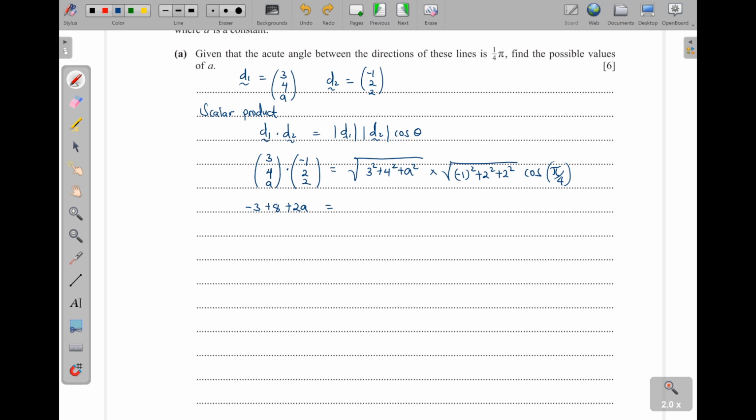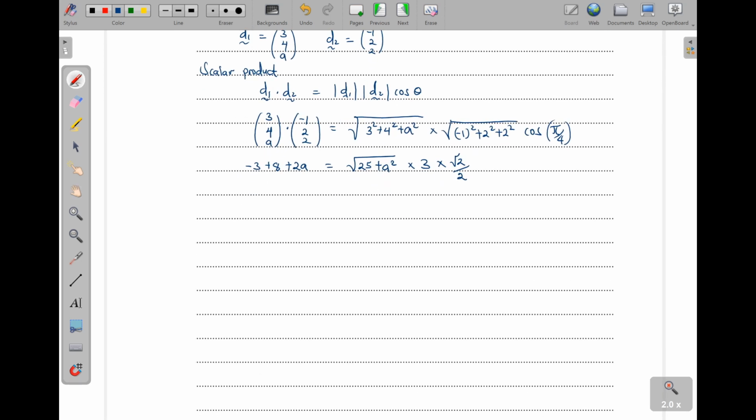That one will give us 25. So we shall have the square root of 25 plus a squared, then times, here, this will be the square root of 4 plus 4, that is 8, plus 1, 9. Square root of 9, that one has to be a 3, so 3. And then cos of pi over 4 is root 2 over 2, or I can write it as 1 over root 2, okay?